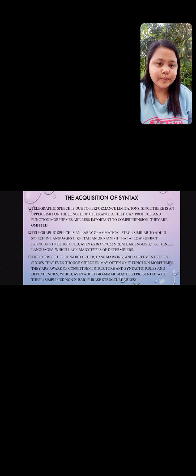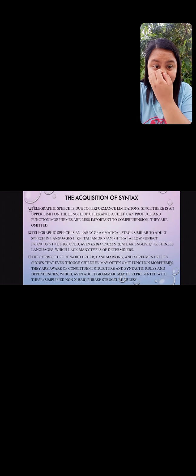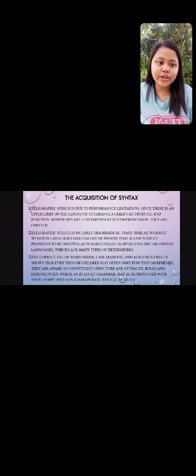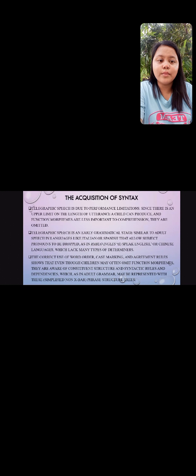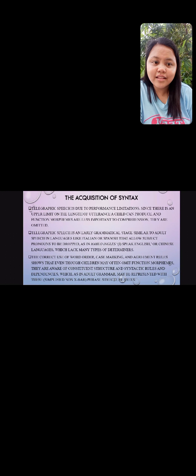Telegraphic speech is an early grammatical stage similar to adult speech in languages like Italian or Spanish that allow subject pronouns to be dropped, as in hablo English, or speak English, or Chinese, which lacks many types of determiners. The correct use of word order, case marking, and agreement rules shows that even though children may often omit function morphemes, they are aware of constituent structures and syntactic rules and dependencies, which, as in adult grammar, may be represented with a simplified non-X-bar phrase structure tree.